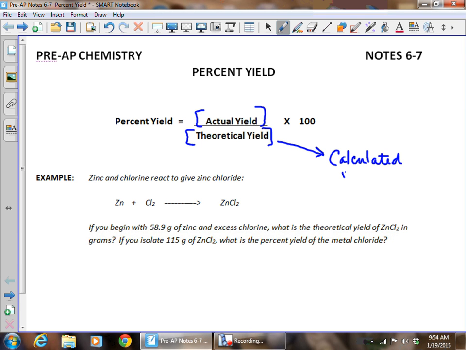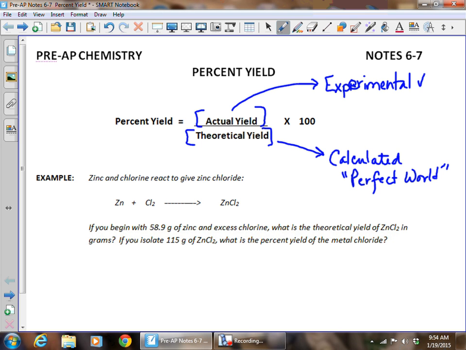It's a perfect world. This value is the value that we actually get in the experiment. This is what we actually get.